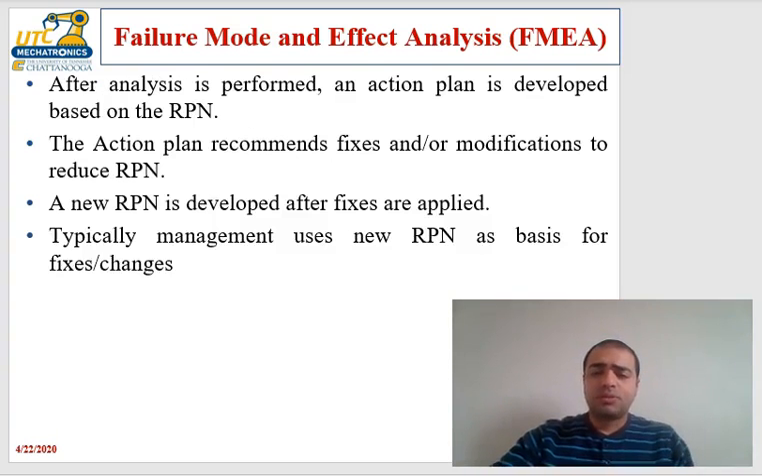After the analysis is performed, an action plan is developed based on the RPN. The action plan recommends fixes and/or modifications to reduce the RPN. Then after that, a new RPN is developed after fixes are applied. Typically management uses the new RPN as a basis for fixes and changes.